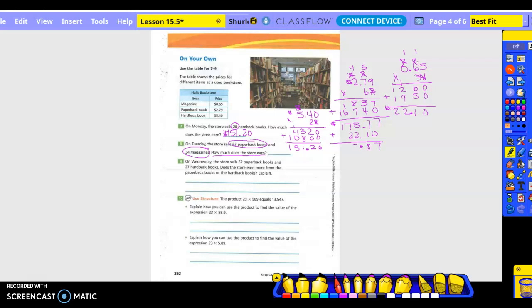7, 8, 7, 9, 1. So they earned $197.87. On Wednesday, the store sells 52 paperback books and 27 hardback books. Does the store earn more from the paperback books or the hardback books? So basically, okay, so these will be hardback books, and this will be paperback.